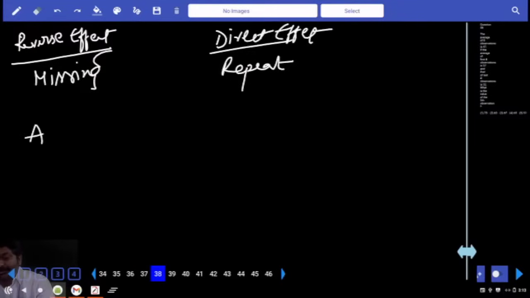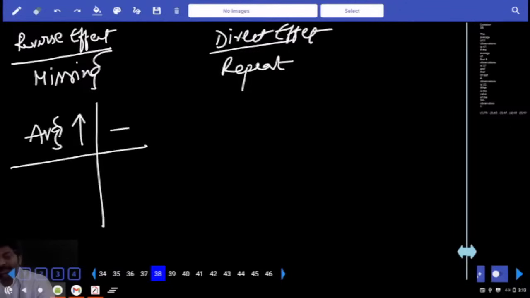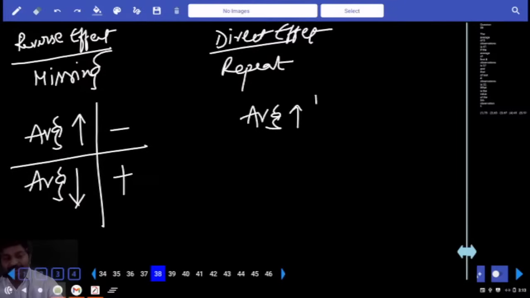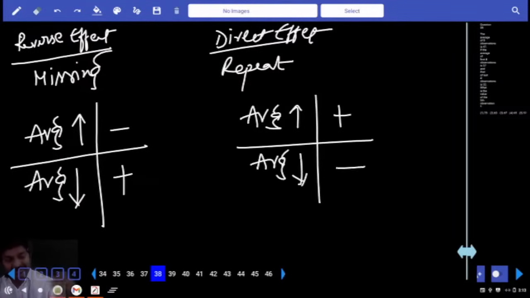Reverse effect in the sense, if average is more, we have to subtract. If average is less, we will add. We are doing exactly opposite, so it is called reverse effect. If it is number missing case, we use this. If it is number repeat case, direct effect. Direct effect meaning if average is more, add. If average is less, subtract. So you just need to identify whether it is missing case or repeat case.